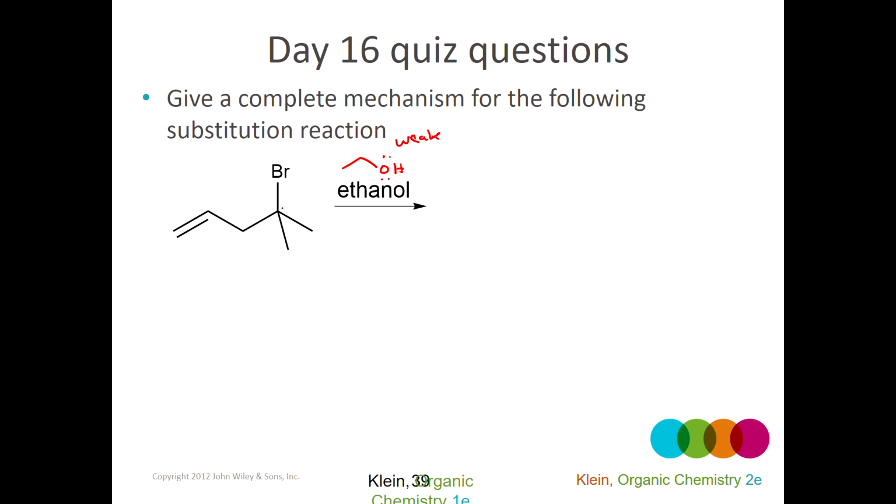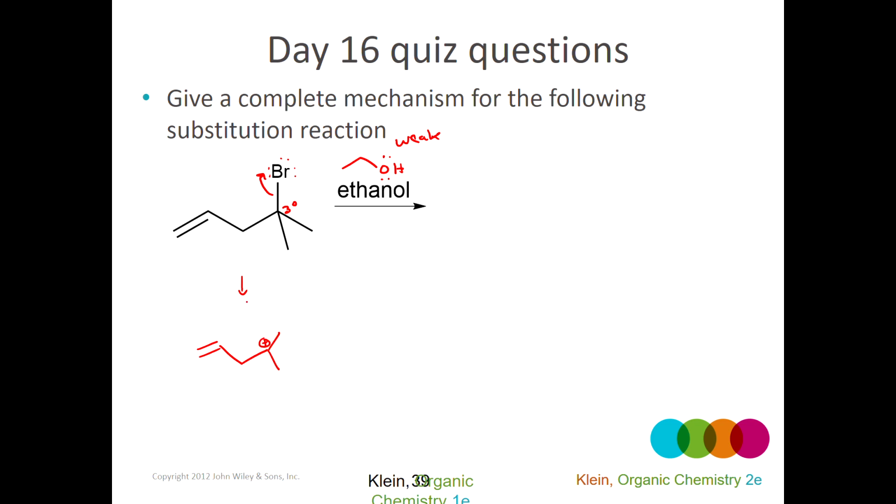Plus, I have a tertiary carbon where my leaving group's attached anyway, so I know that it can't come in here. It'd be too crowded no matter how strong the nucleophile was. So everything here is pointing to an SN1. The loss of the leaving group would have to happen first. That would create a carbocation.